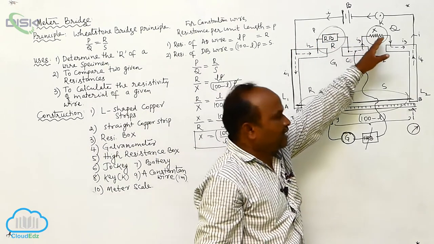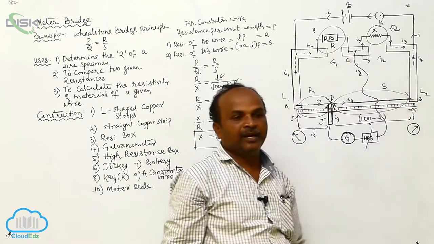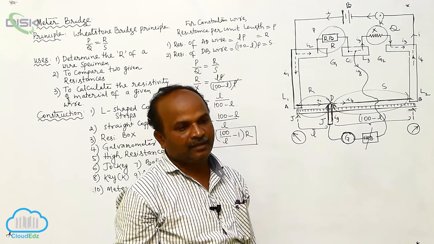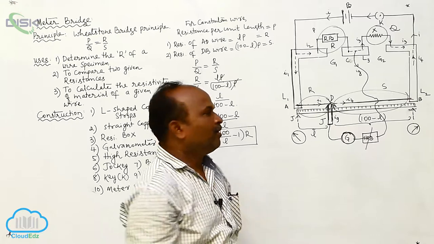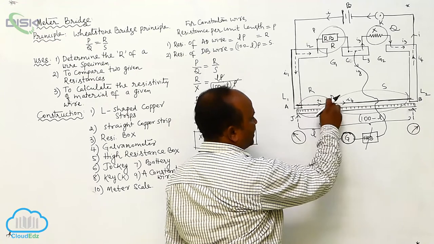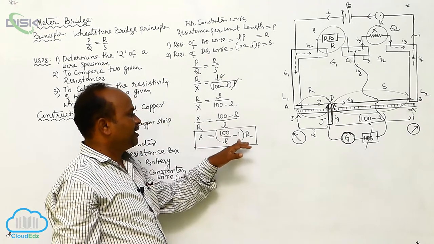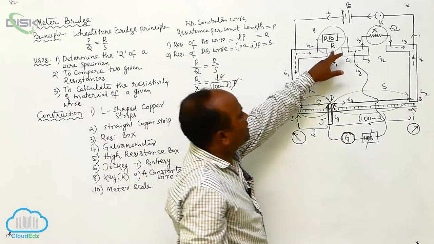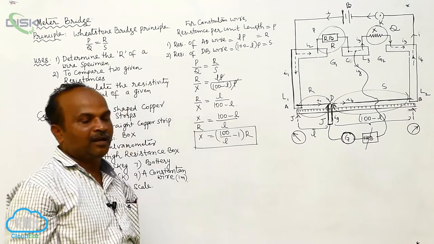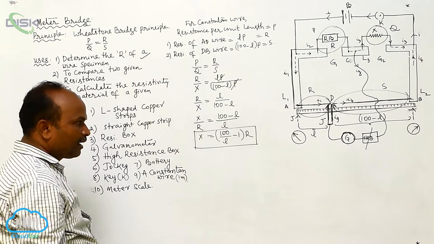Now the unknown wire is connected here. The jockey is moved along the AB wire. At a particular point, there is a null deflection in the galvanometer. That point is called the null point. Now let us consider this is a null point. What is the length? Maybe 30 centimeters, maybe 40, maybe 50. That length is substituted here in (100 by L minus 1) into R, where R is the resistance kept in the resistance box. Therefore, by using this formula, we can calculate the resistance of the unknown wire.